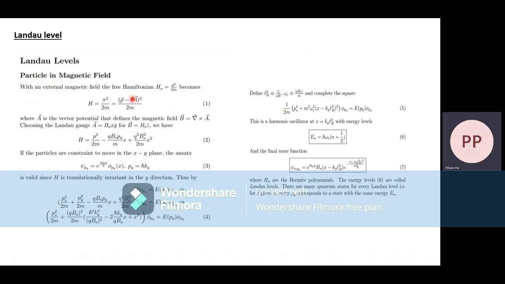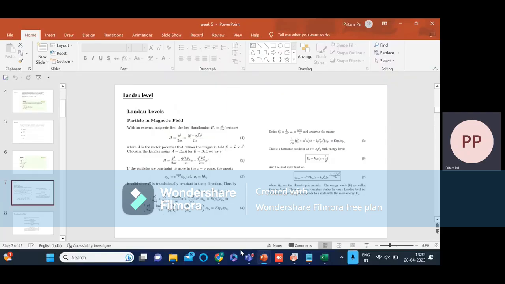So now if we write the Hamiltonian, what will we get? Simply we need to replace the value of A by B naught x y cap. So let's do this, term by term. I'll also share my iPad screen to solve this, so that it becomes easier for you to understand.